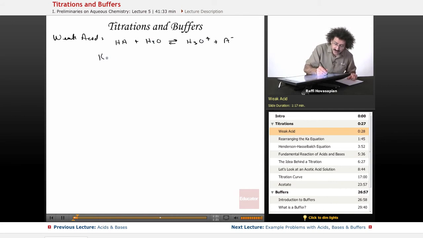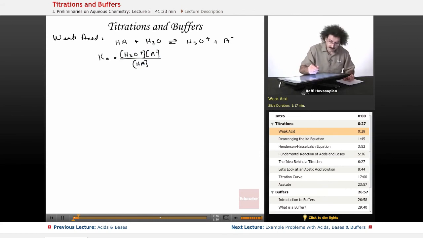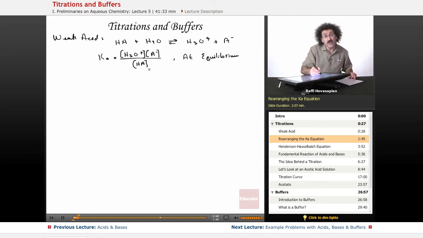So the Ka for this reaction is going to be H3O plus times A minus, which is products over reactants, over the concentration of HA. And of course, we don't include the H2O. Now, very important, this is at equilibrium. This is once the system comes to equilibrium. This is not at the beginning or the end. It's at equilibrium. Okay, let's go ahead and rearrange this equation.